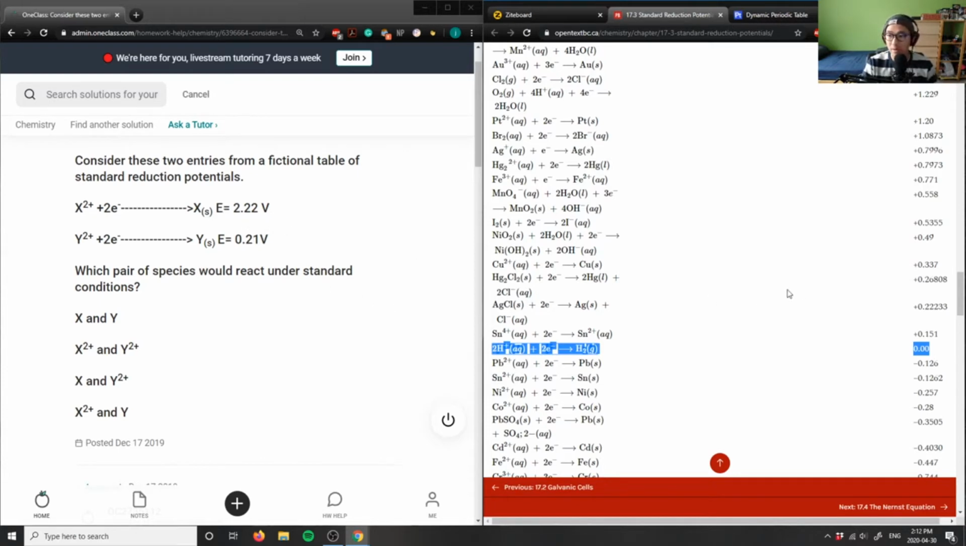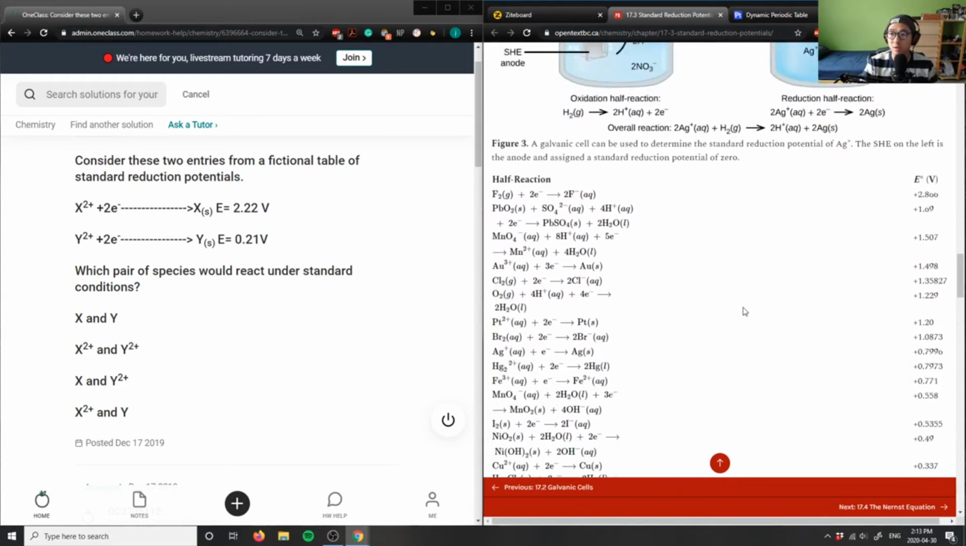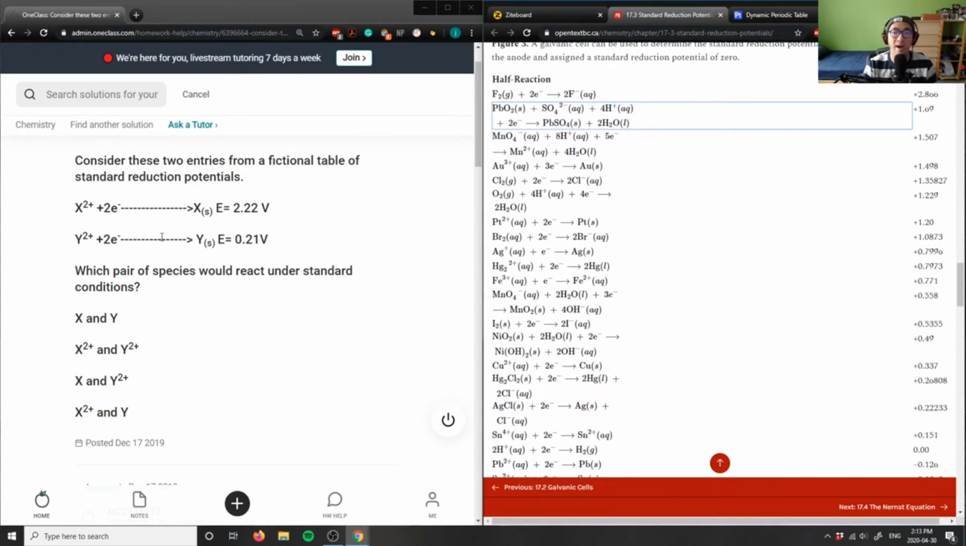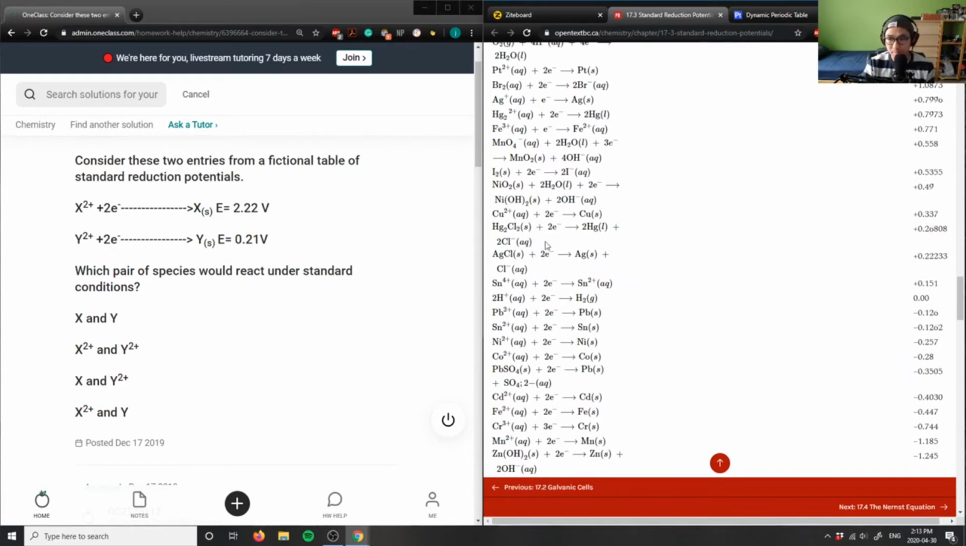So 0.21 is very, very close to this guy here, right? It looks like 0.22 here. So you can think of this as like silver chloride. Reduction of silver chloride gives you silver solid and the chloride ion, and 2.22 is all the way up here in terms of the half reaction. This is very electronegative, because F2 is very electronegative. This is also very electronegative here. So you can assume that X here would be a halogen, whereas 0.21 is again less reactive here.